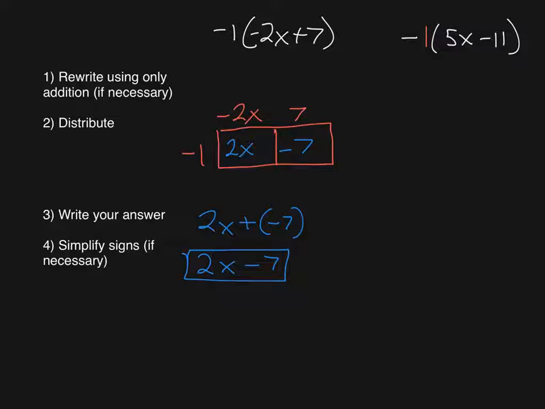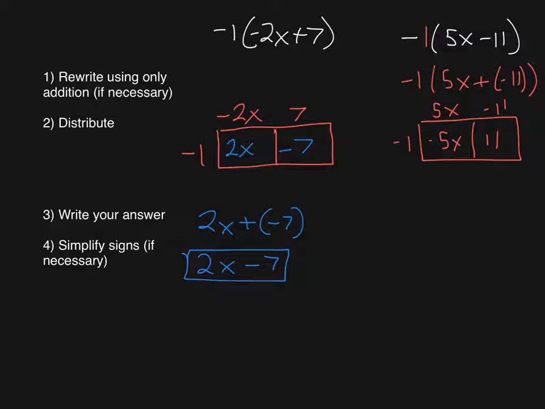So now this looks a lot like the example we just did. So I'm going to rewrite it using only addition. I got negative 1 times 5x. And instead of minus 11, I'm going to write plus negative 11. And now I can distribute. I'll write my box. We got negative 1 for the width, 5x, and negative 11. Negative 1 times 5x, that's negative 5x. Negative 1 times negative 11, positive 11. So my answer is negative 5x plus 11. And I don't have any signs I need to simplify here. So this is my final answer.